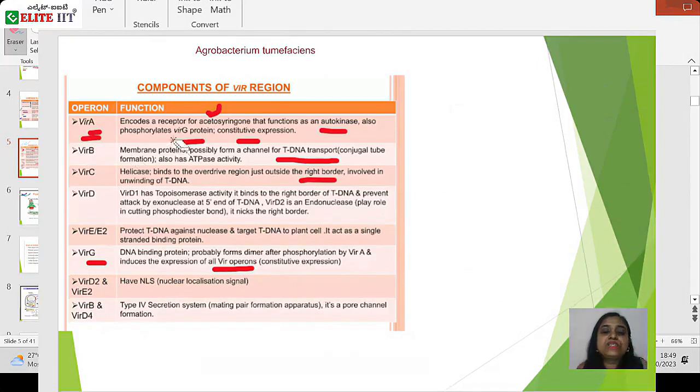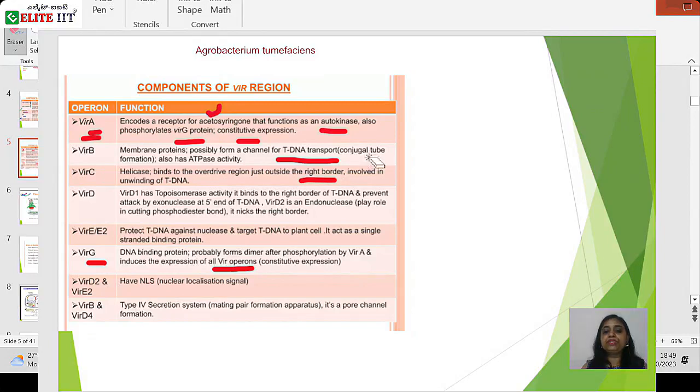VirA, this is already known as the receptor, and it is binding with the phenolic compound. Now phosphorylation is happening, and so the VirG protein is also activated by phosphorylation. Now VirB is the membrane protein, possibly forming the channel for tDNA. VirB protein is involved in the type 4 channel, through which the single stranded DNA is coming out of the bacteria and going towards the plant.